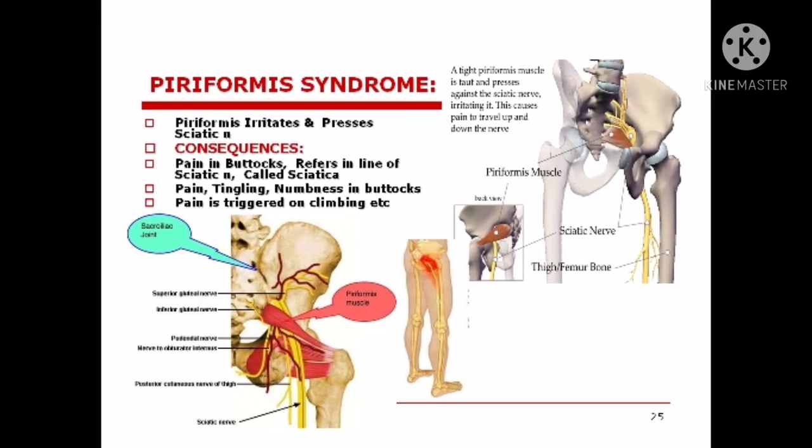The piriformis syndrome. A taut piriformis muscle irritates and compresses the sciatic nerve and results in pain in the buttocks, referred along the line of the sciatic nerve, and this condition is called sciatica. There is pain, tingling, and numbness in the buttocks, and the pain is triggered on climbing. This is a diagnostic criterion for the piriformis syndrome.